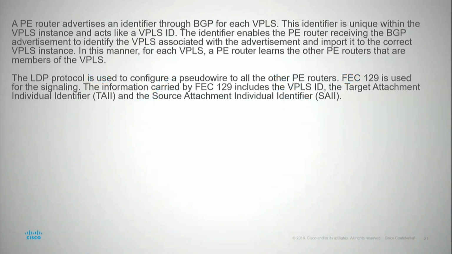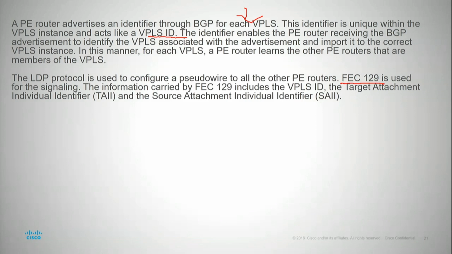A PE router advertises an identifier through BGP for VPLS in the case of LDP signaling. This identifier is unique within the VPLS instance and acts as a VPLS ID. The identifier enables the PE router receiving the BGP advertisement to identify the VPLS associated with the advertisement and import it to the correct VPLS instance. In this manner, for each VPLS, a PE router learns the other PE routers that are members of the VPLS. The LDP protocol is used to configure pseudo wires to all other PE routers.